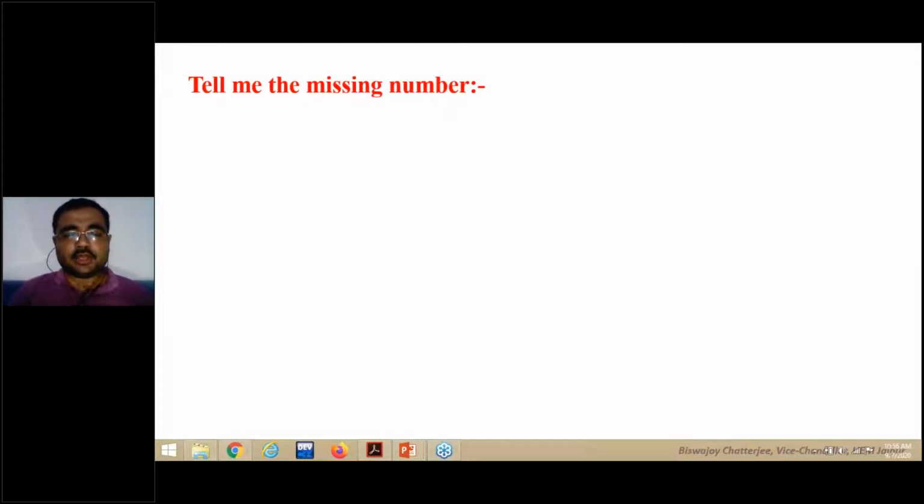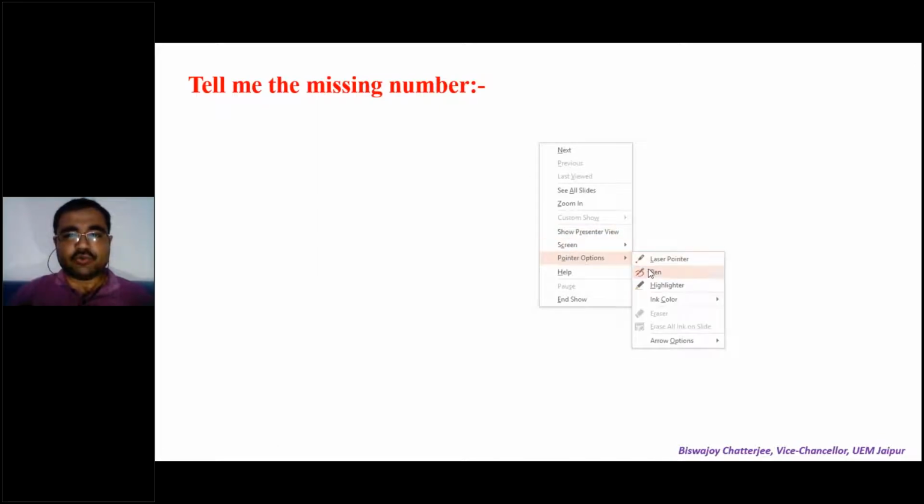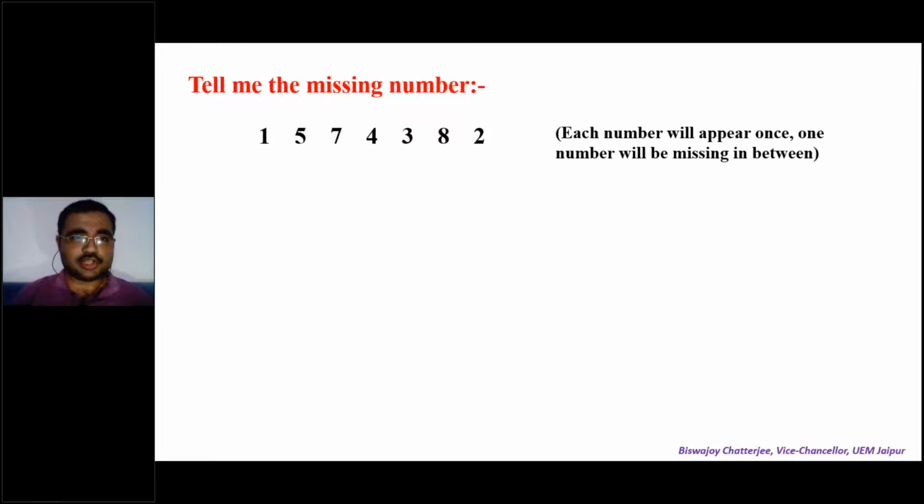And today I'm over here with the next puzzle, and this one reads as the missing number puzzle. So what is it? The thing is that we will be putting forward a list. Say this is the list. And it says each number will appear once, one number will be missing in between. You need to tell me which number is missing. Say if this is the list, which number is missing over here?